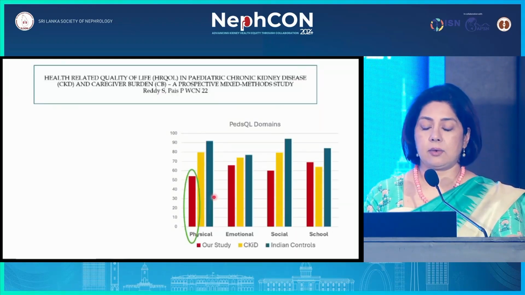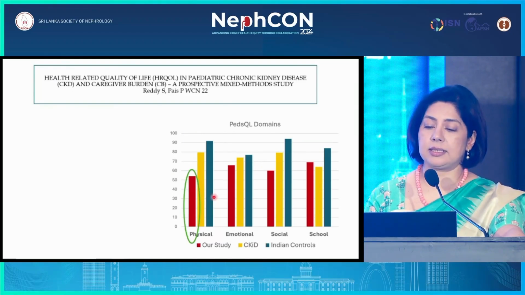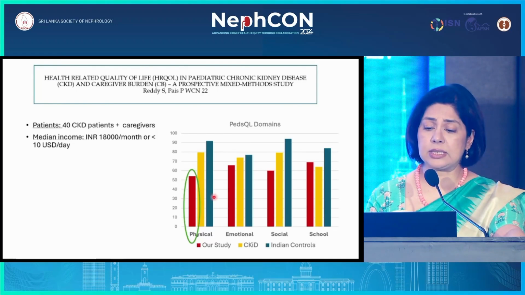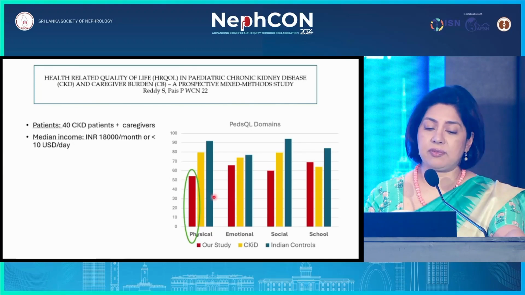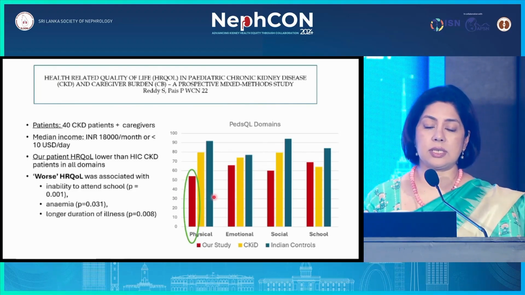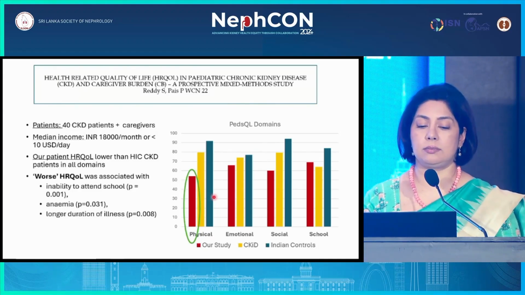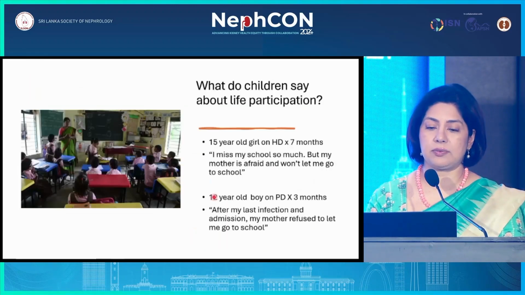This is a study where we looked at the quality of life in our dialysis patients. And the blue bar is normal children. The yellow bar is the CKID data from the United States. And as you can see, the red bars, our scores were all much lower. And we found that the physical domain was the most affected. So the worst quality of life was associated with the child's inability to attend school, anemia, and the longer duration of their illness. And these are aspects to address when we introduce supportive care.